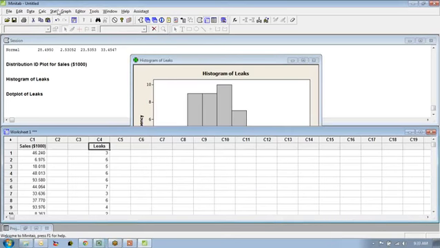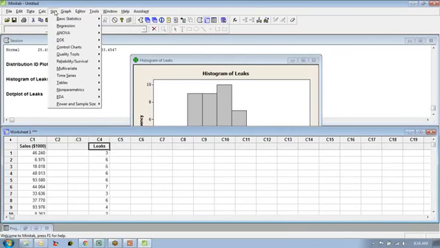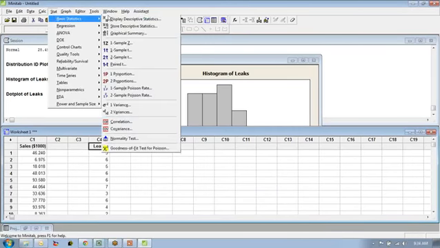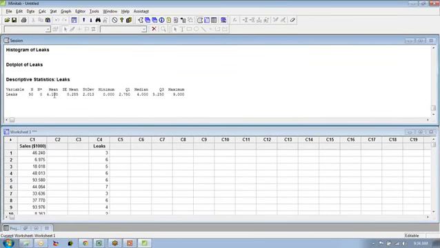How do we do that? Well, the first thing we need to know is the mean, right? Because otherwise we can't calculate it. Pretty straightforward. So let's display the descriptive statistics for leaks. And we see that the mean is 4.1.